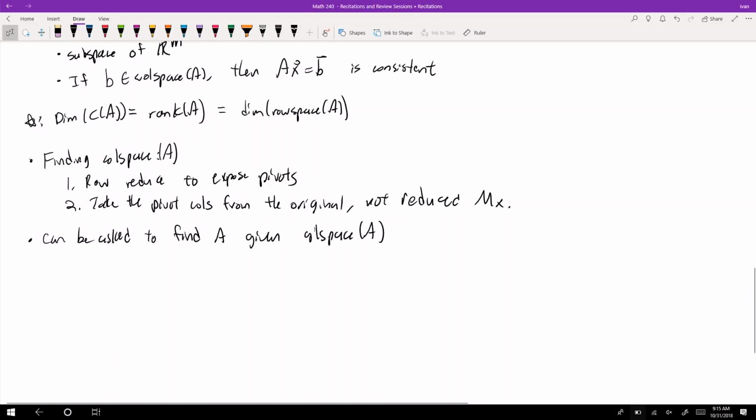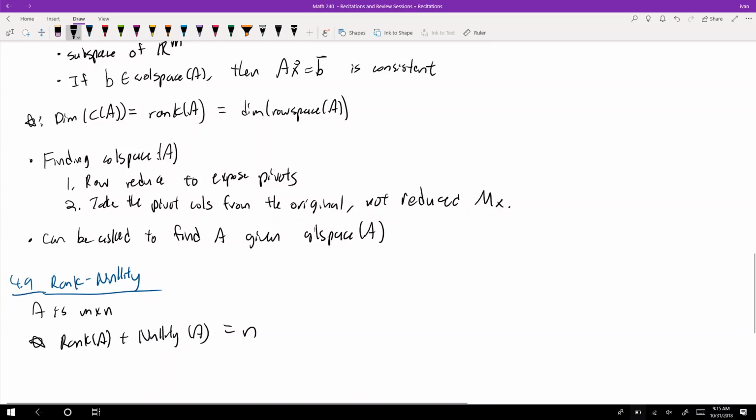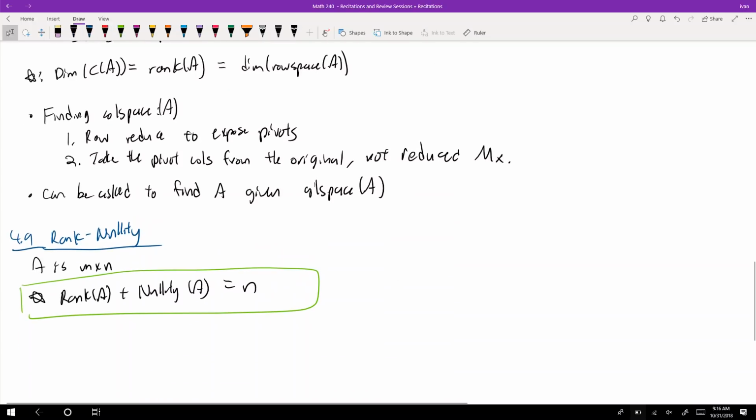All right. 4.9, rank-nullity. So A is m by n, and the rank-nullity theorem tells us then that rank A plus nullity A is equal to n, where nullity is the dimension of the null space of A.